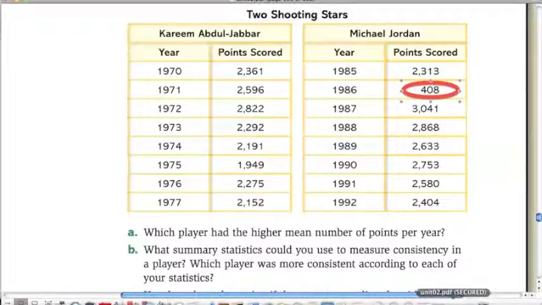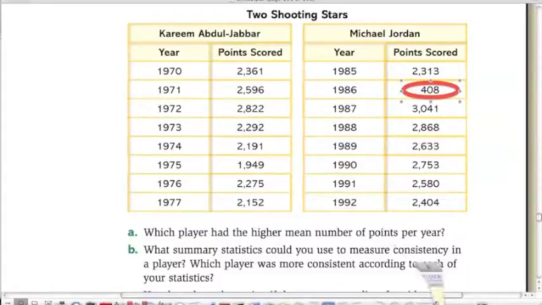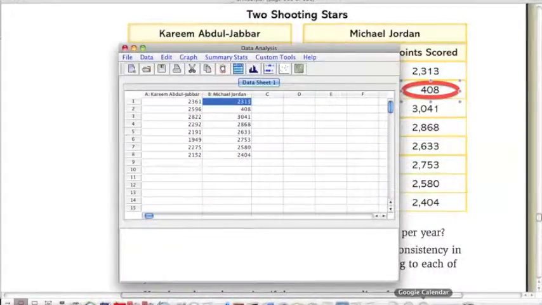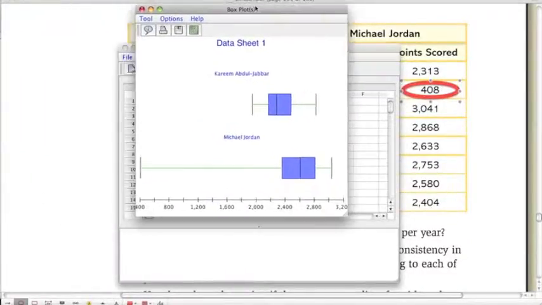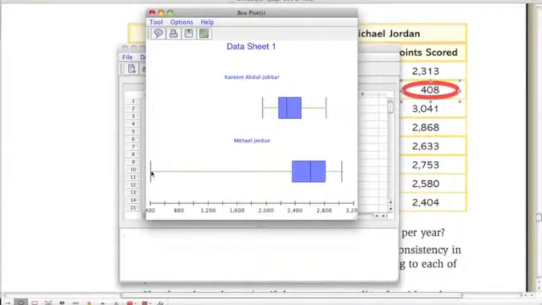Let's take a look at some of those actual numbers by looking at the CPMP tools data analysis. Here I've got the data for Kareem and for Michael Jordan. Remember, it's this 408 in Michael Jordan in the year 1986 that we're worried about. Let's look at some box plots of these two, and we should be able to see some interesting stuff here. Now, this outlier down here for Michael Jordan, and going by the 1.5 times the IQR rule, that's got to be an outlier. The IQR, of course, is the width of the box.